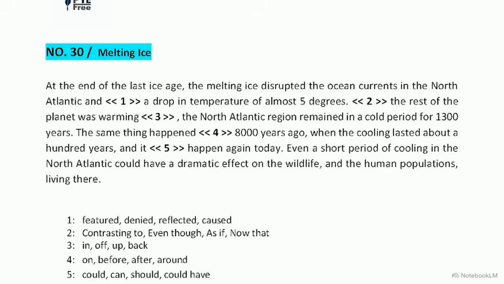Here is our completed case study. At the end of the last ice age, the melting ice disrupted the ocean currents in the North Atlantic and caused a drop in temperature of almost 5 degrees. Even though the rest of the planet was warming up, the North Atlantic region remained in a cold period for 1,300 years. The same thing happened around 8,000 years ago, when the cooling lasted about 100 years, and it could happen again today.